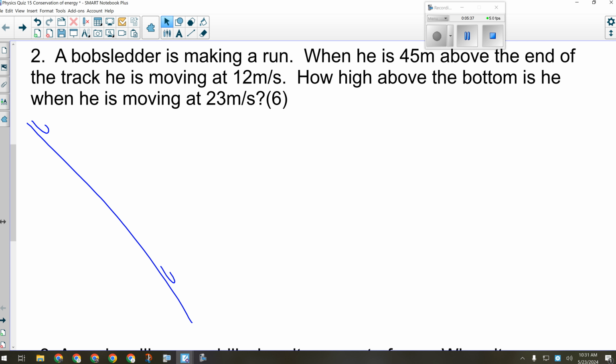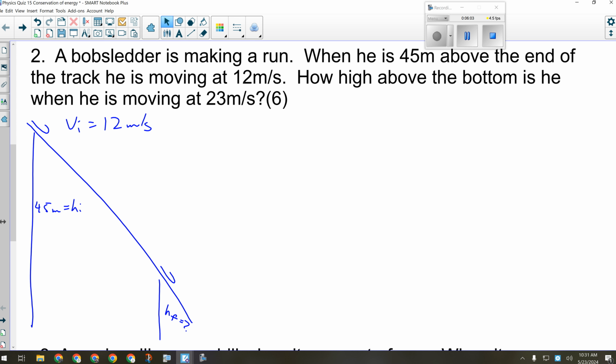So when he is 45 meters above the end of the track, that would be his initial height. He is moving at 12 meters per second. That would be his initial speed, because if you've ever watched bobsled, they push the sled really hard for the first 10, 15 meters and then they jump inside. Okay? Then they go down the hill. How high above the bottom, that would be my final height, are they when they are moving at 23 meters per second? So I'd give you a mark for your givens there, okay, picture or whatever.